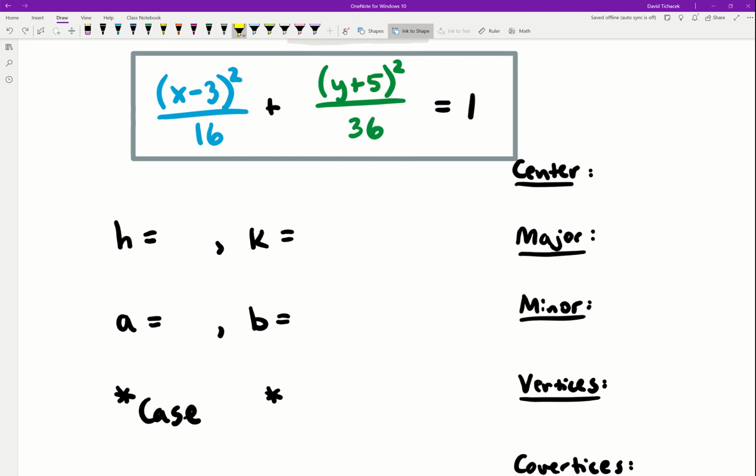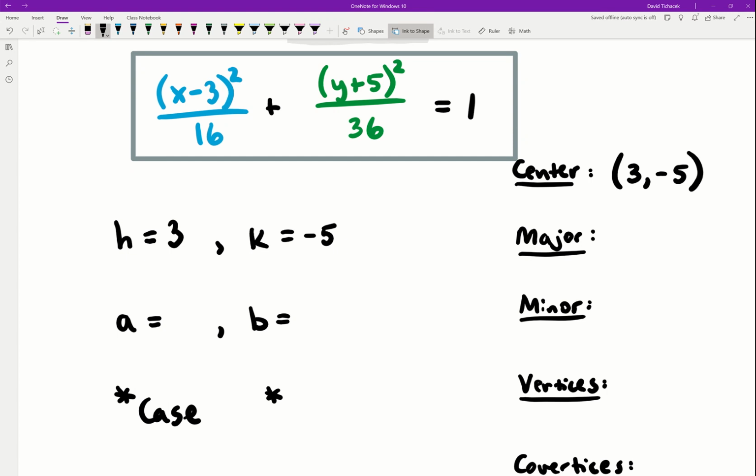So here I've got a minus 3, so I'll say that h is being played by positive 3, and then I've got a positive 5, so I'm going to say that playing the role of k is a negative 5, okay? And keep in mind that h and k are really important because that is exactly the coordinates of your center. So I'm going to have a center point here at 3, negative 5.